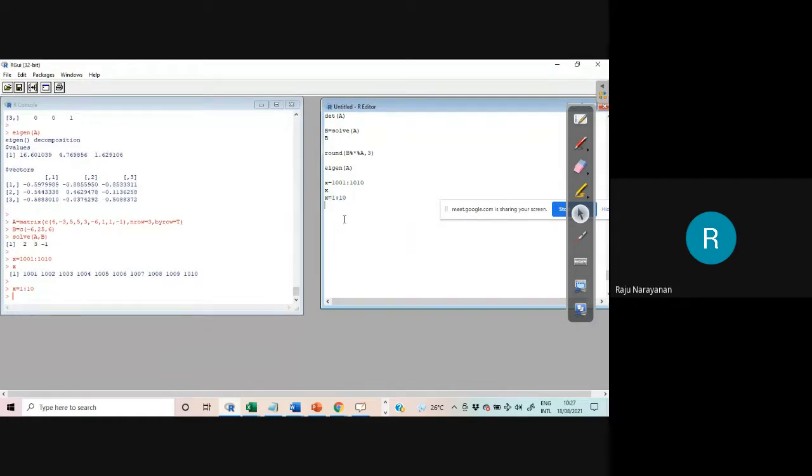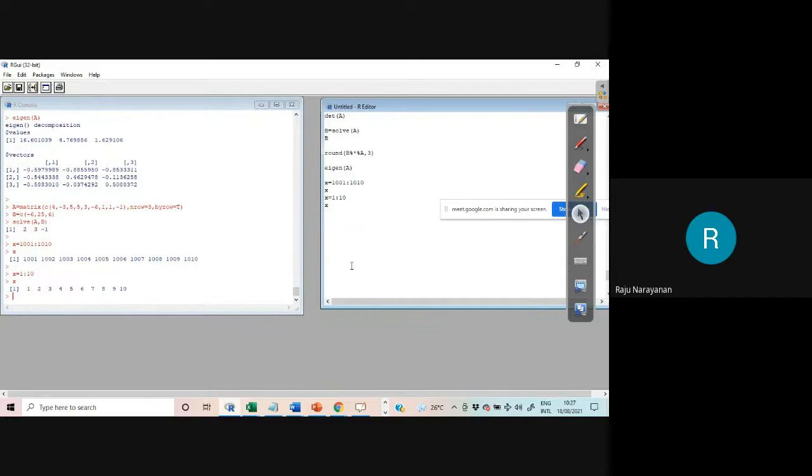And if you want to see it, you have to call it. It need not be positive integers. It can be negative integers also. X is equal to minus 5 to 8.